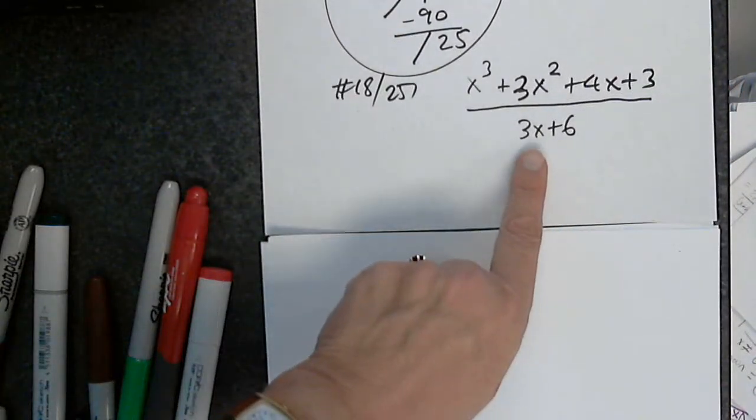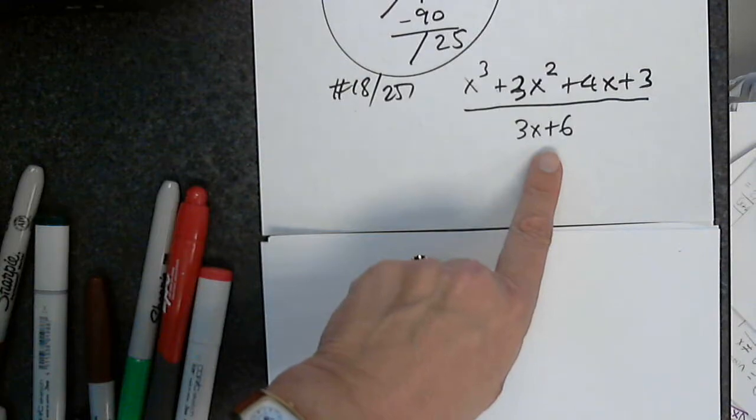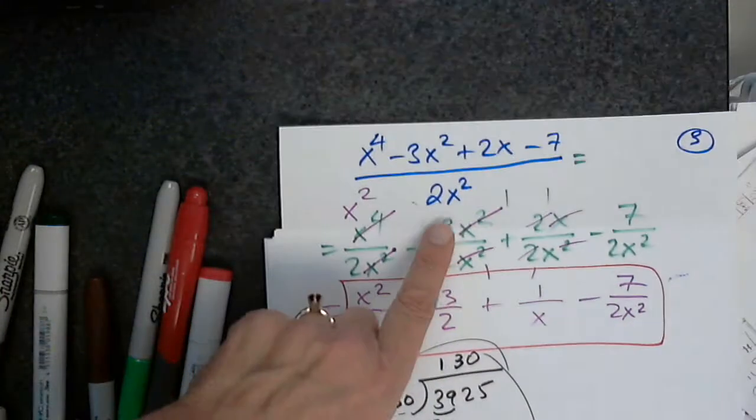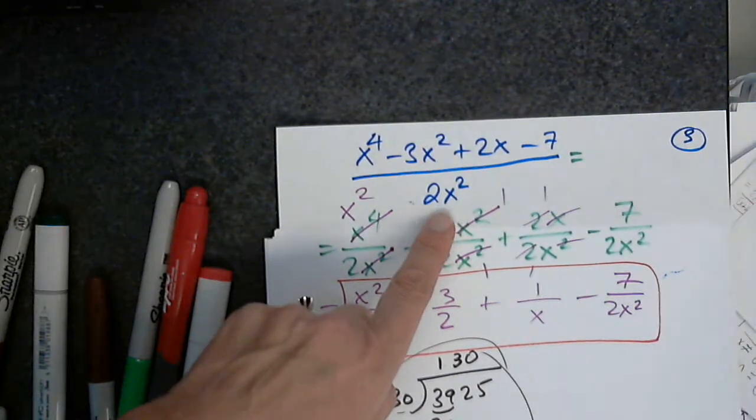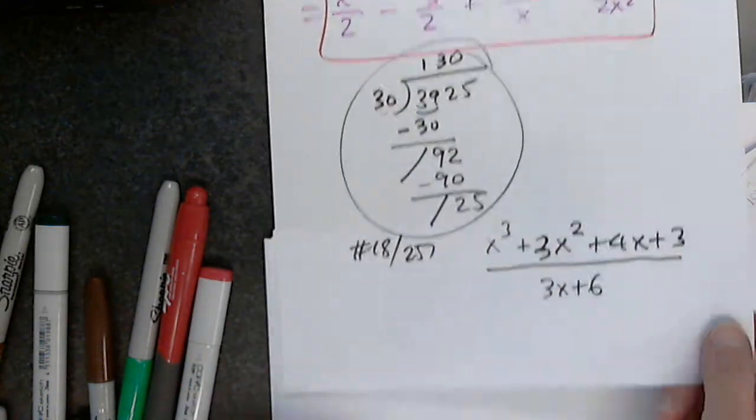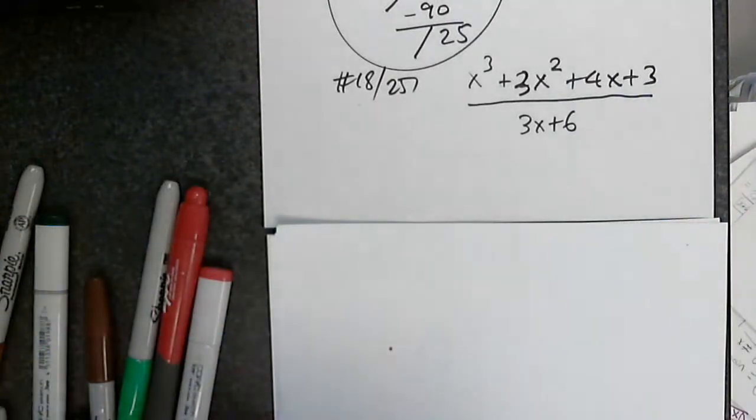The polynomial denominator has two terms. I cannot use something like this. That would be totally incorrect, because this is a one term, or one monomial, and this is two. So this is a binomial.